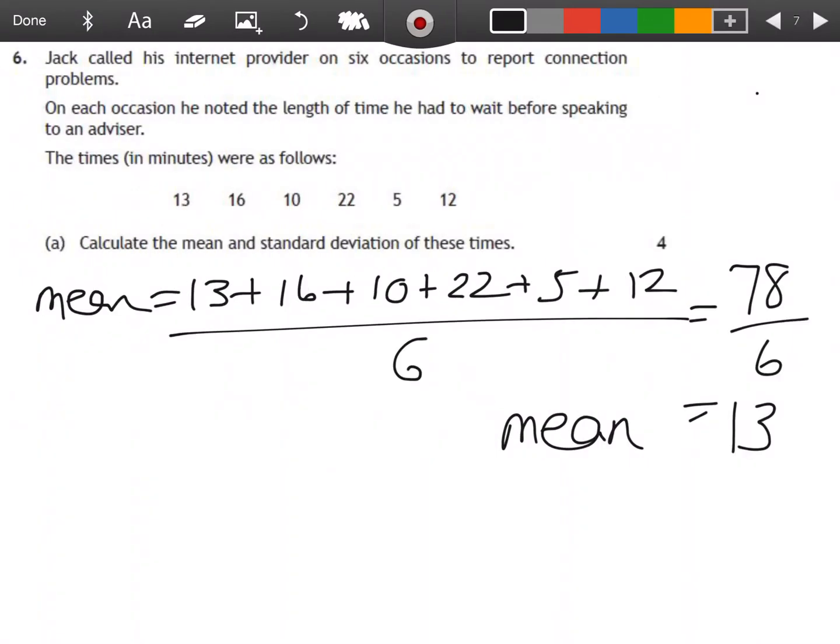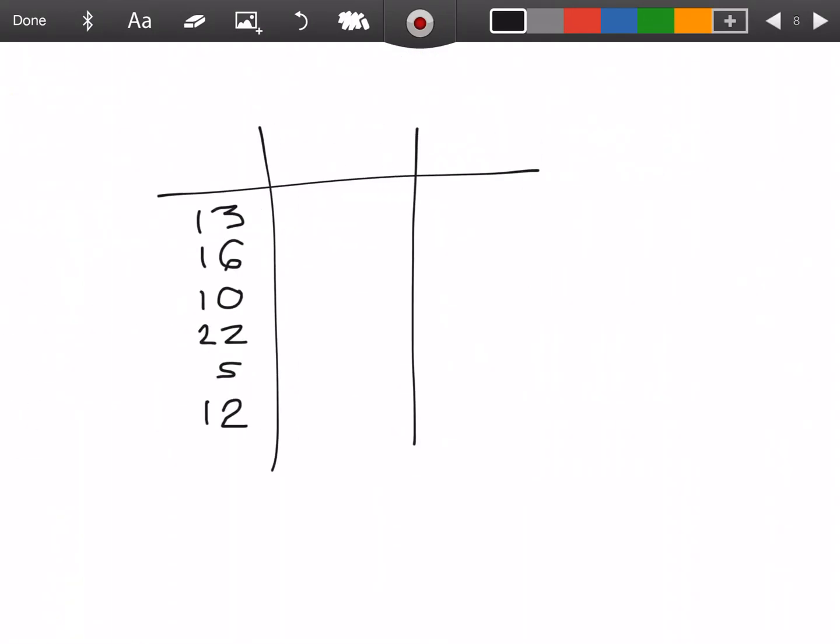Right, in the middle column, let's go back. The mean was 13. I mean, you don't need to label it with anything, but I like to call it the D column. D standing for the difference. So in this column we put the difference between each value and the mean. Remind ourselves, the mean is 13. We've just worked it out. So what's the difference between 13 and 13? Nothing. What's the difference between 16 and 13? 3. What's the difference between 10 and 13?